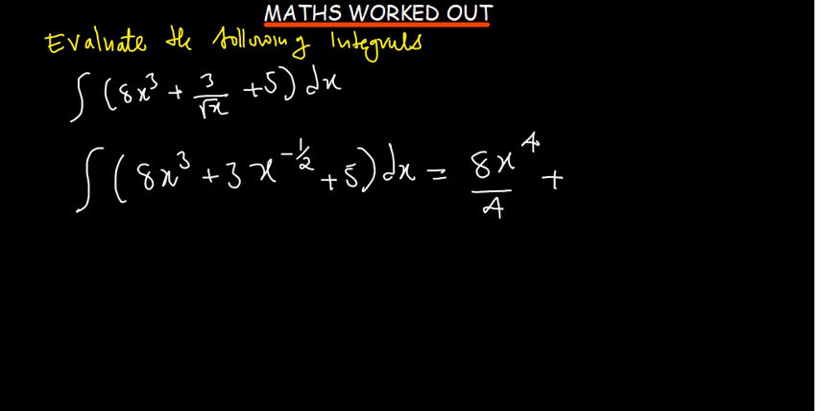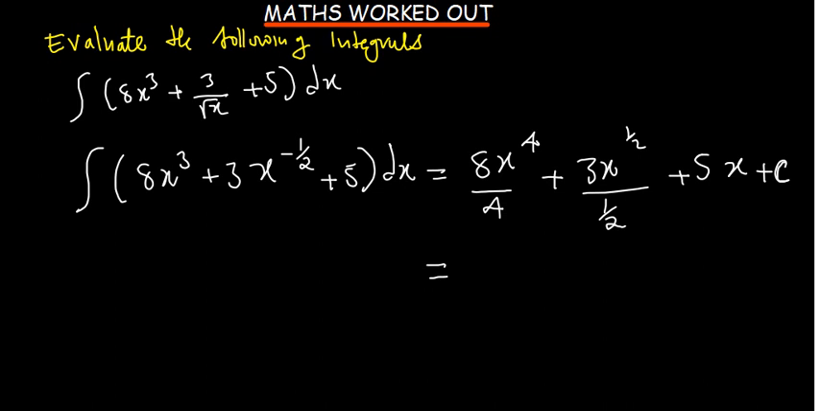And then you have plus 3x to the negative half. Add the 1, that becomes positive half, and then the same positive half, bring it down. And then plus 5. Since it's a constant, just add an x. Always add a constant if it doesn't have limits.